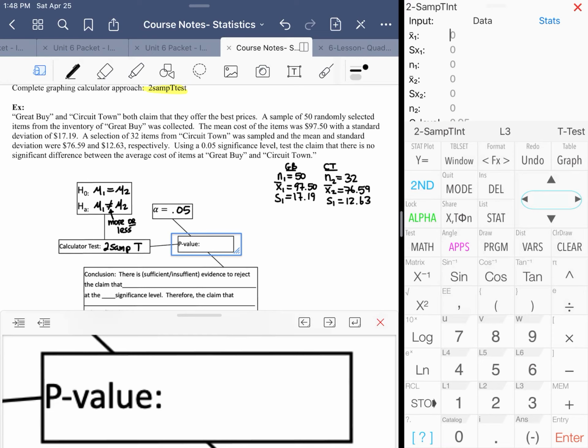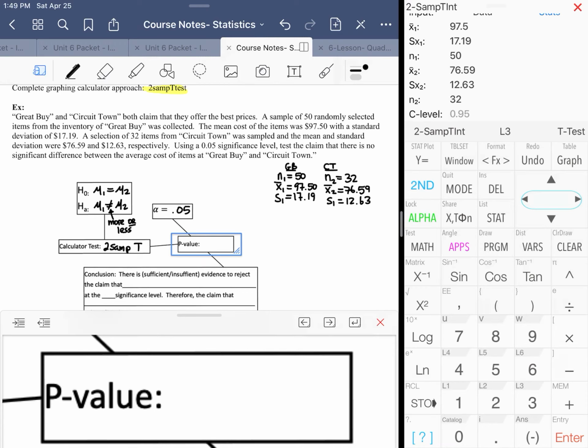So 97.5, then 17.19, 50. Get it in the right order. Take your time. Then 32.